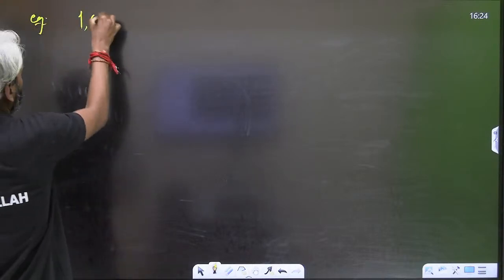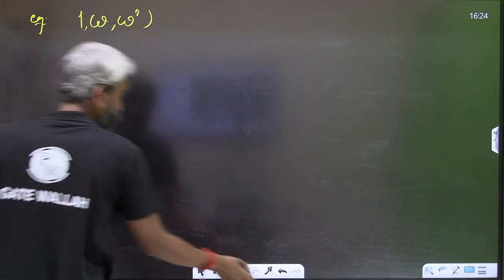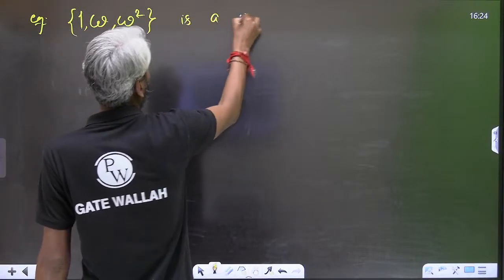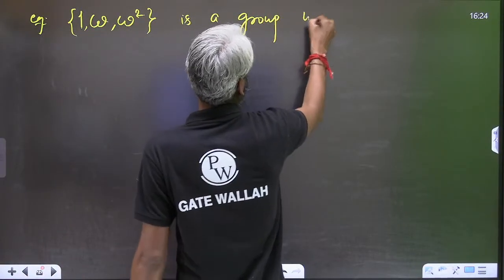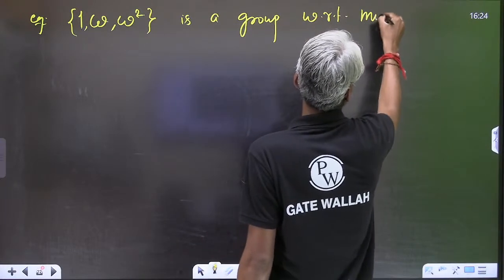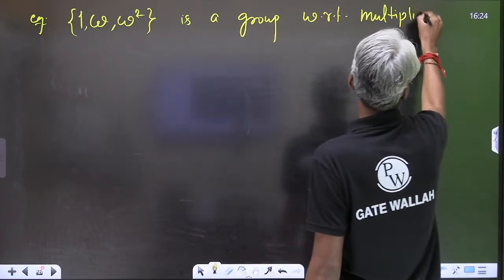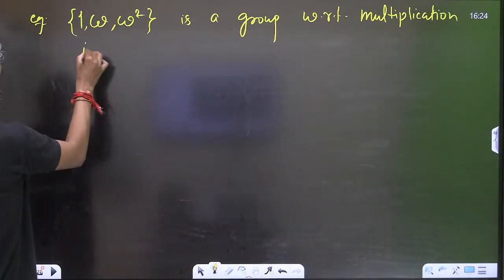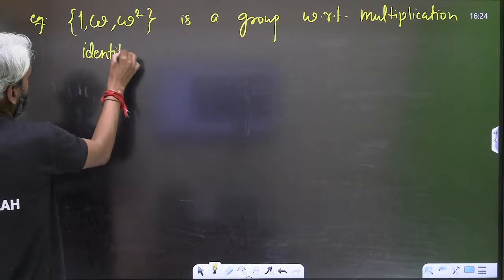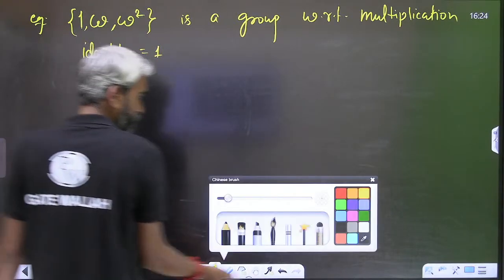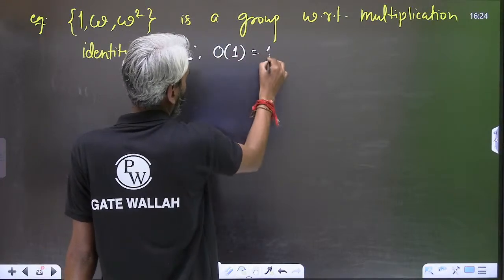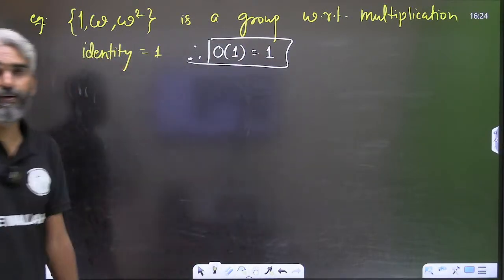Now let's look at two more examples. So what do we know? 1, omega, omega square is a group with respect to multiplication. The identity is 1. Therefore, the order of the identity element will be 1 only.